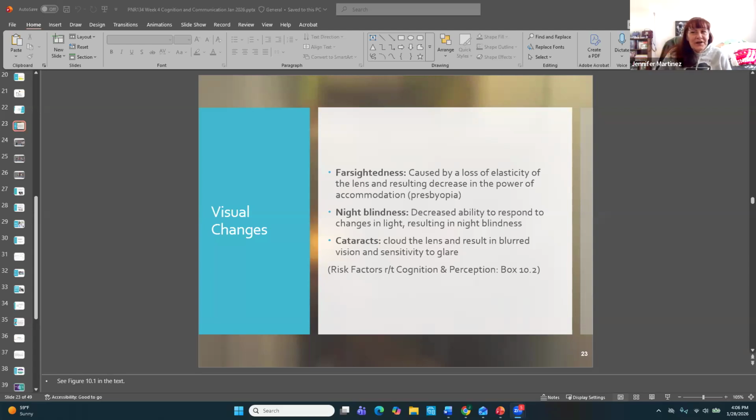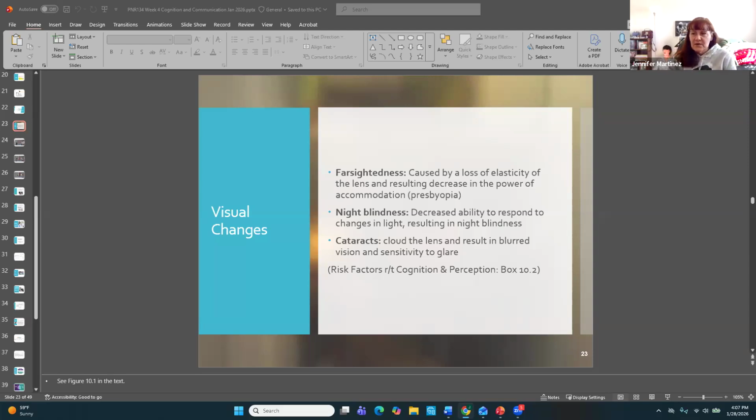We know visual changes occur for a variety of reasons. Could be the normal process of aging, but they do occur. So we have farsightedness, we have night blindness, and we have cataracts. Farsightedness is what we call presbyopia. It is caused by a loss of elasticity in the lens, and that results in a decrease in the power of accommodation.